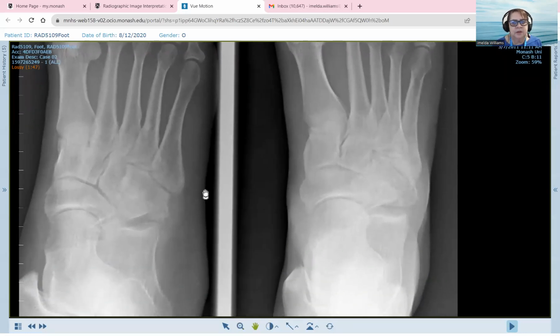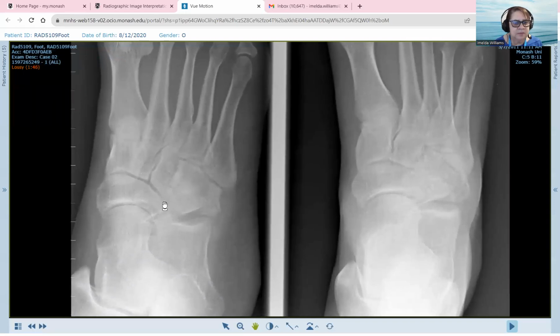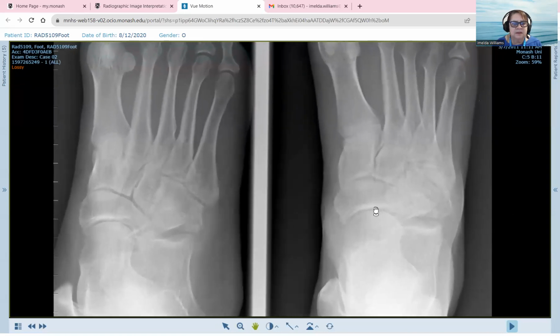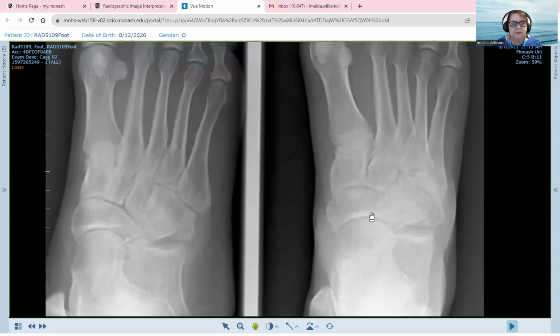Okay, so if we look at the cuboid, so this is the cuboid, that's the navicular bone, and there's our cuneiforms. We can see that there is a fracture on the lateral aspect of the cuboid. The cuneiforms actually look quite okay. However, when we look at the navicular bone, there is a fracture also at the lateral aspect of the navicular bone. So there are two fractures. The one fracture is that of the cuboid, and the other is that of the navicular bone.